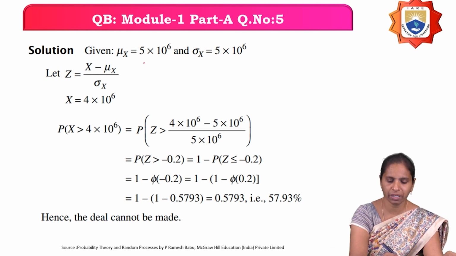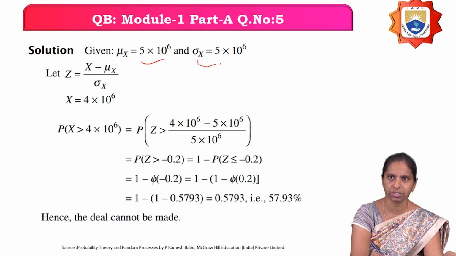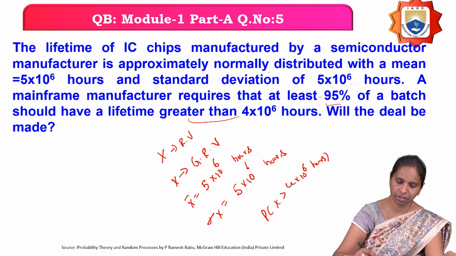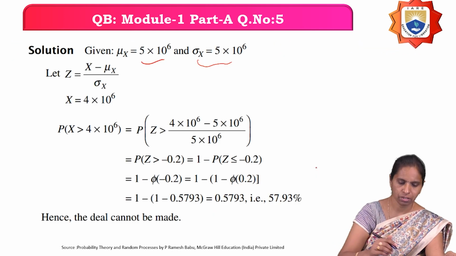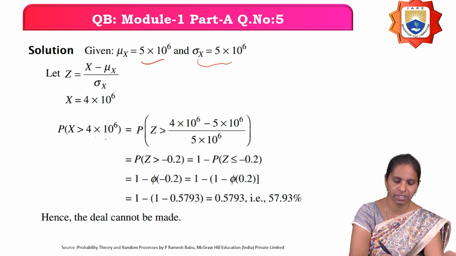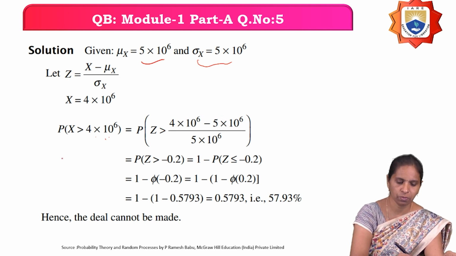So first, they have given the mean and the standard deviation. So let z equal X minus x bar by sigma x. What you have to calculate is that x is greater than 4 into 10 power 6. So you have to calculate P of x greater than or equal to 4 into 10 power 6, nothing but P of z greater than x minus mu x by sigma x. So what is P of x greater than or equal to 4 into 10 power 6?